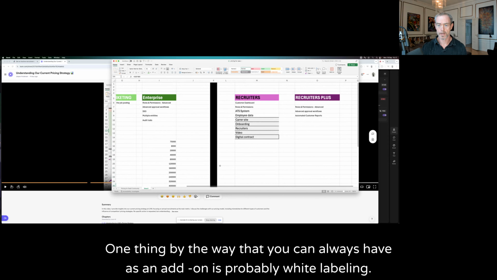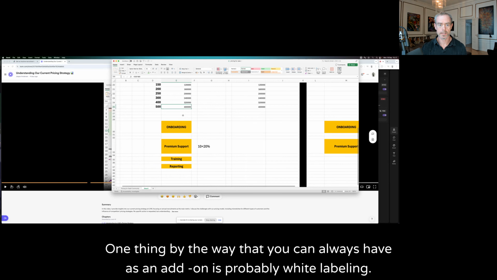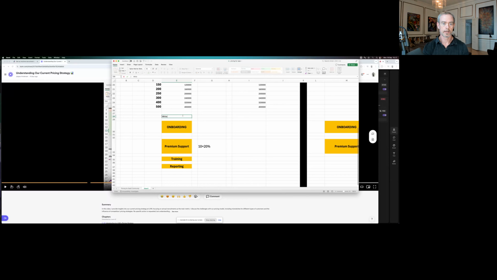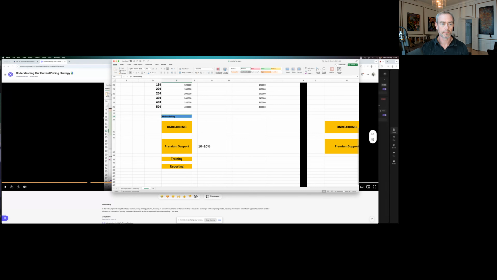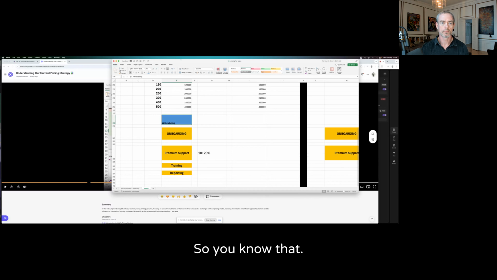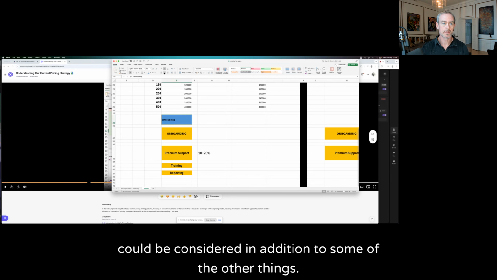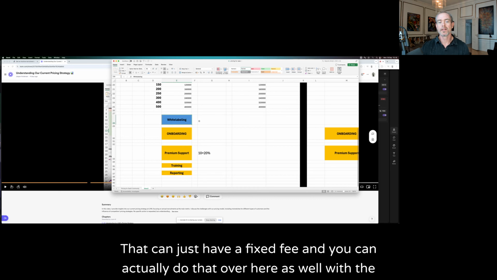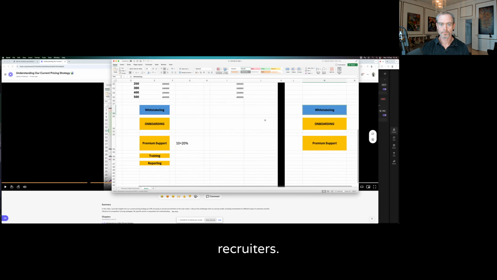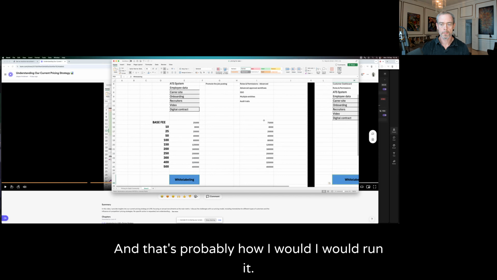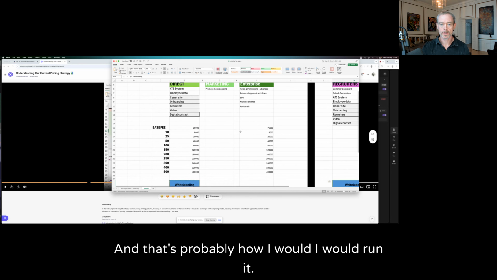One thing, by the way, that you can always have as an add-on is probably white labeling. That usually can be a more technical add-on. It can work really well. So that could be considered in addition to some of the other things. That can just have a fixed fee, and you can actually do that over here as well with the recruiters. And that's probably how I would run it.